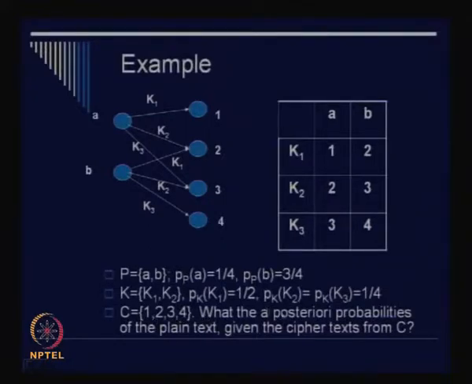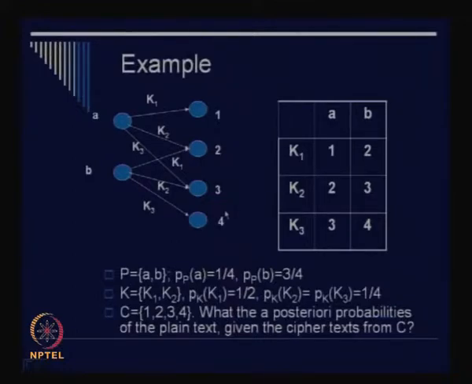Now the question is, what are the a posteriori probabilities of the plain text given the ciphertexts from C? You have been provided the corresponding ciphertext, and the question is, what is the a posteriori probability of the plain text? That is, what is the probability of occurrence of A or B once you have been given the ciphertext 1, 2, 3 or 4? We will consider one such case. This encryption function is often represented by this table also. A is the plain text, K1 is the key, then your ciphertext is 1. Similarly, you can check other such mappings.